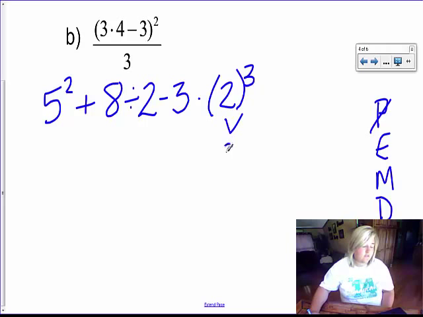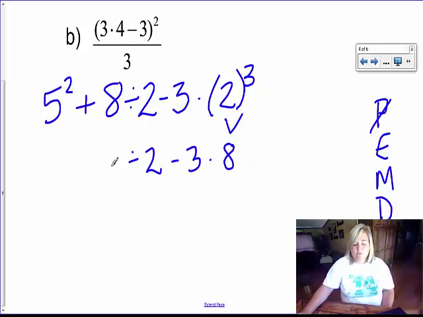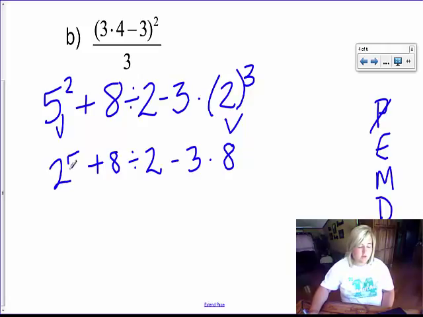So 2 to the third is 8, and I'm going to bring everything else straight down as it appears above so that we can work this step by step. Oop, I lied. We had 2 exponents, excuse me. So we also have 5 to the second, which is 25. So we are now done with exponents.